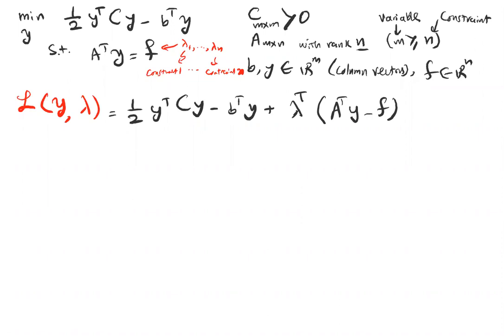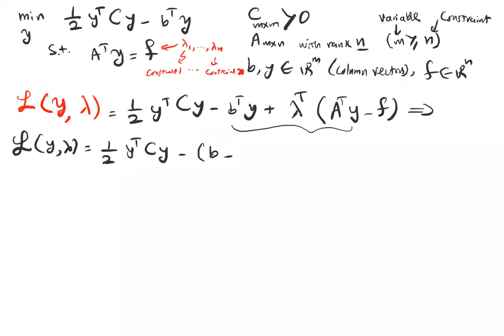So if we simplify this further, these two can be grouped together. So our Lagrange function is going to be half of y transpose Cy minus b minus A lambda transpose y minus lambda transpose f. So how do we have this A lambda? This is going to be lambda transpose A transpose, which is equal to A lambda transpose. All right.